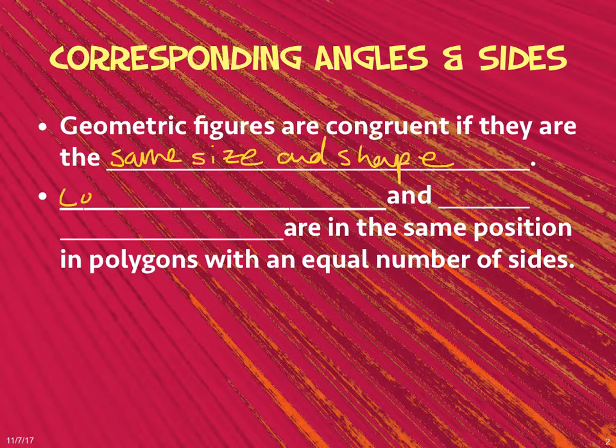So corresponding angles and corresponding, I'm just going to abbreviate here, sides are in the same position in polygons with equal number of sides. So a triangle can only be congruent to a triangle, and a rectangle or a shape with a polygon with 4 sides can only be congruent to a polygon with 4 sides.